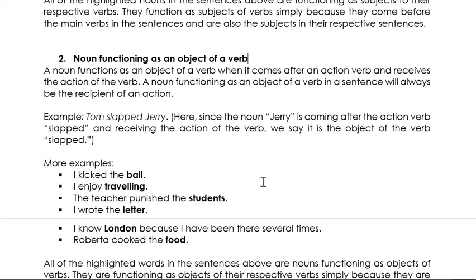For example, in the first one, ball is the object of kicked. Traveling is the object of enjoy. Students is the object of punished. Letter is the object of wrote. London is the object of know. And food is the object of cooked.